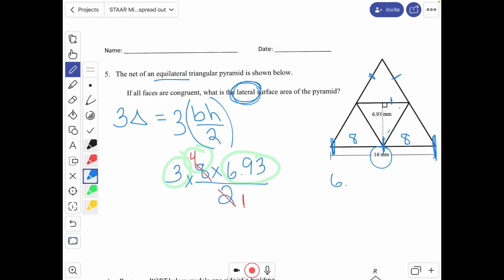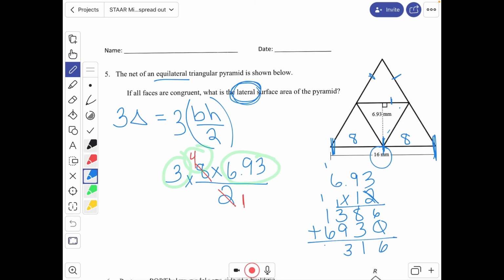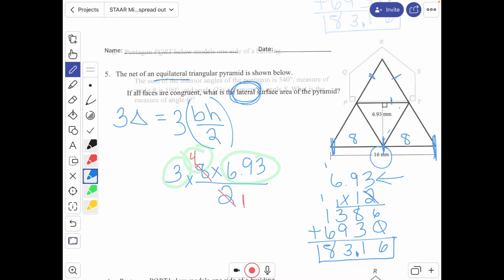So 6.93 times 12. I get 8316. And there's 2 decimal spaces, so I need to go over 2 spaces. That would be 83.16. And it should be square millimeters.